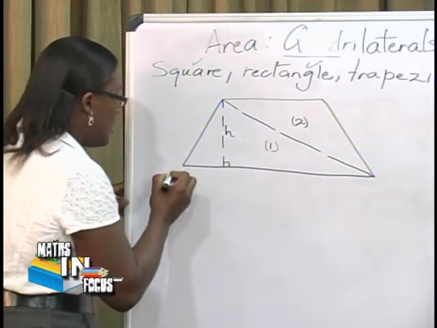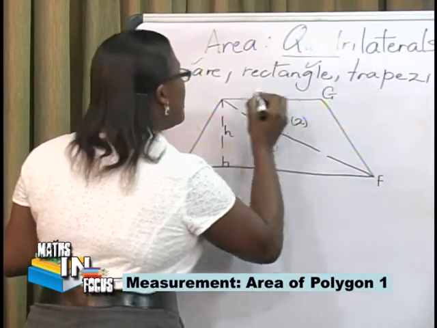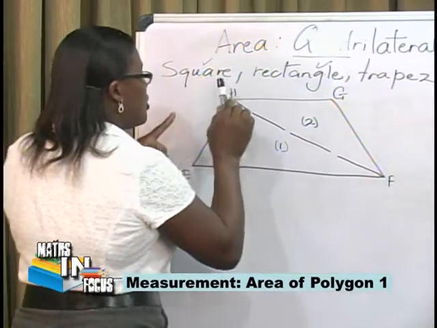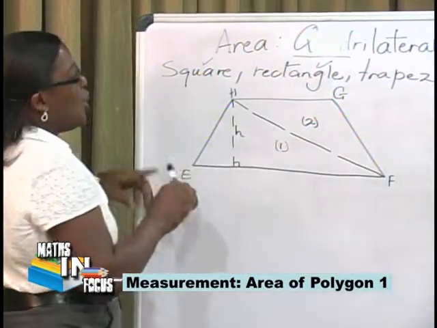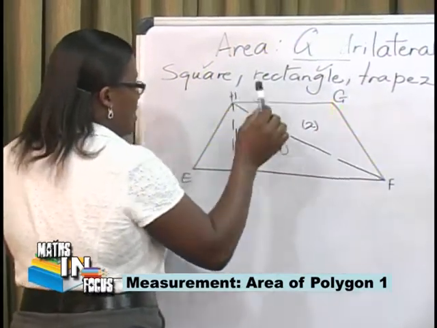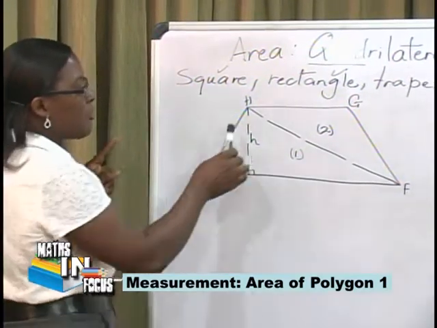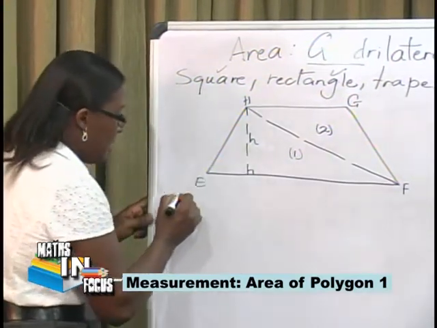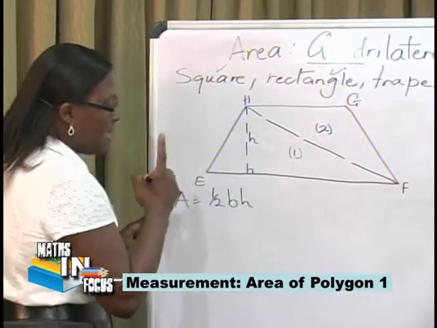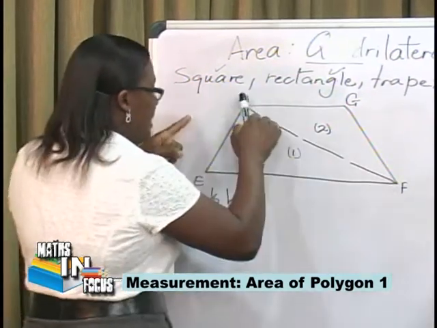Let us call the vertices E, F, G, and H. Whether it's E, F, and H, that's the height, or if it's F, G, and H, this is still the height. And we know that in a triangle, the area A is what? Half base by the height. Now let us look at the first triangle. Let us look at EFH, this one.